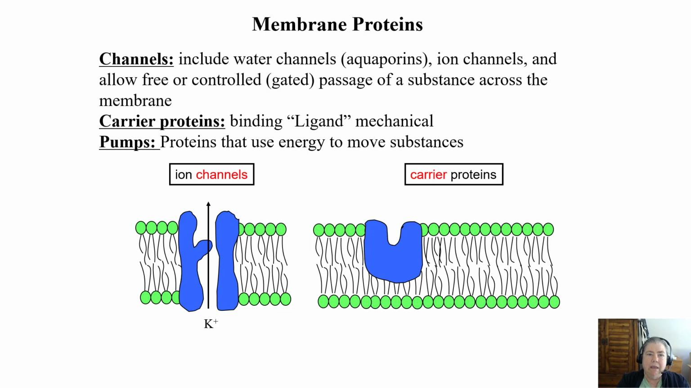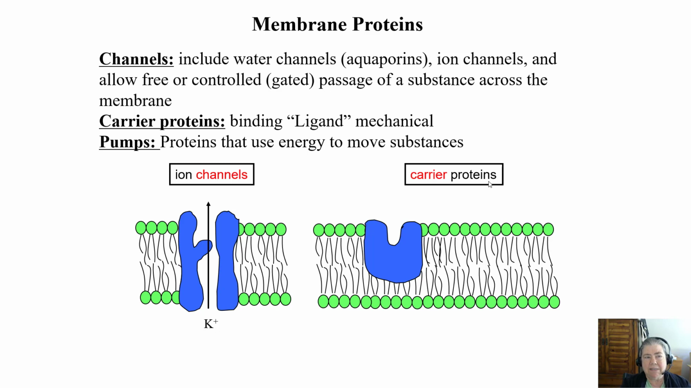There are a lot of proteins that are studied in this bilayer lipid membrane. Some of the proteins we call channels, and some of the proteins we call carriers. Okay? Channels include aquaporins, which are water channels that allow water to diffuse from an area of higher concentration to an area of lower concentration. In other words, they allow osmosis.